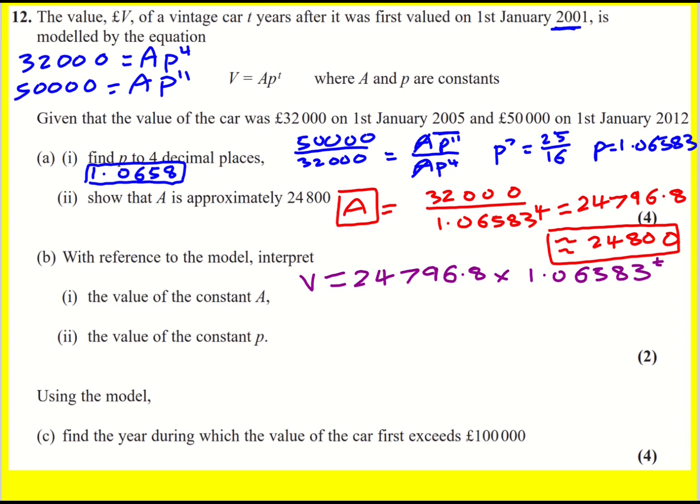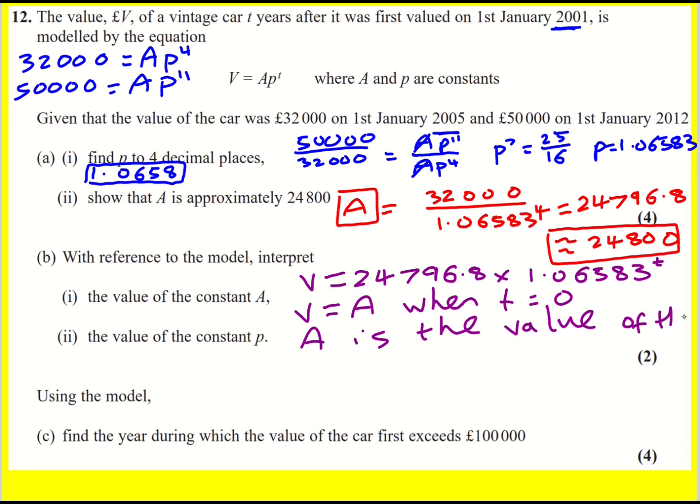So now with reference, interpret the value of the constant a, that 24,800. Well, what this is going to be is we get v equals a when t is 0. So a is the value of the car. I could say in the initial time, but why not just say on the 1st of Jan 2001?